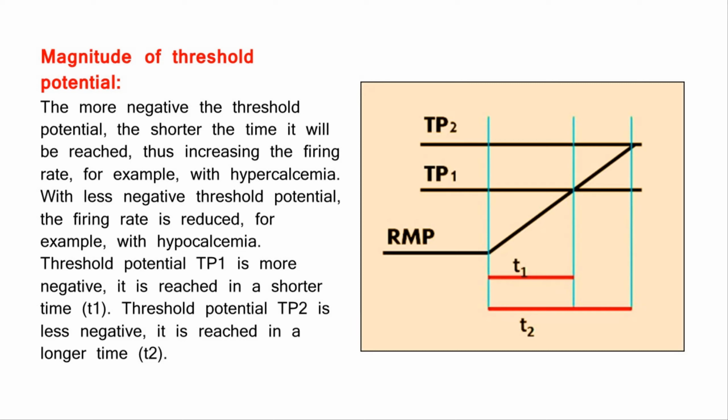Magnitude of threshold potential. The more negative the threshold potential, the shorter the time it will be reached, thus increasing the firing rate, for example, with hypercalcemia. With less negative threshold potential, the firing rate is reduced, for example, with hypocalcemia. Threshold potential TP1 is more negative, it is reached in a shorter time, T1. Threshold potential TP2 is less negative, it is reached in a longer time, T2.